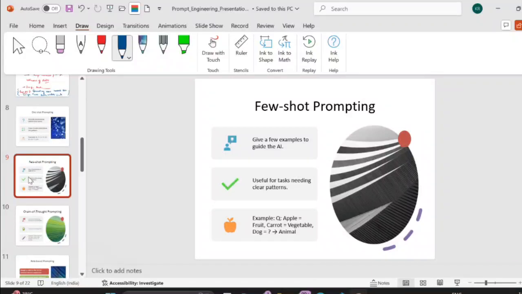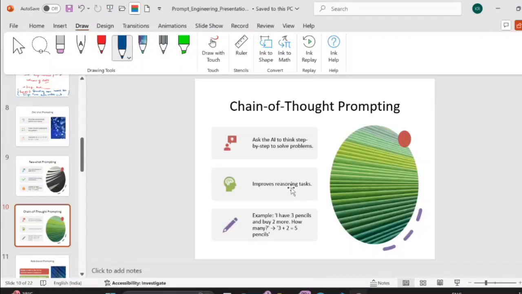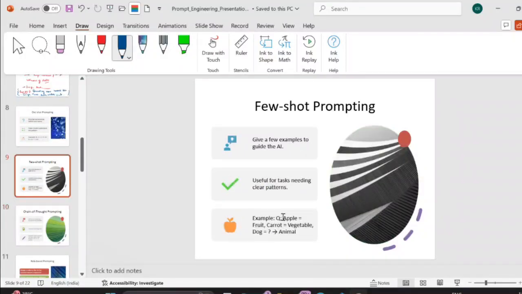Let's move to few-shot prompting. In few-shot prompting, basically we need to provide multiple examples. Then it will take the pattern of every example and provide an excellent or desired output with accuracy of 99.9%. It is useful for tasks needing clear patterns. So then, move to a practical example. Here we provided: apple equals fruit, carrot equals vegetable. Dog equals, we'll ask GPT.